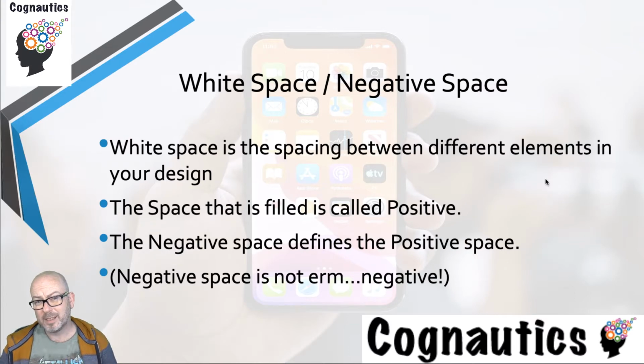White space is the spacing between the elements of your design. Just to confuse things, white space doesn't need to be white. It's simply space in which you don't have anything. It's the space that molds and the space that holds all of the elements within your design. So the space that's filled, the space in which you have elements, buttons, menus, submenus and so on, that's called positive space. And the negative space is everything else.